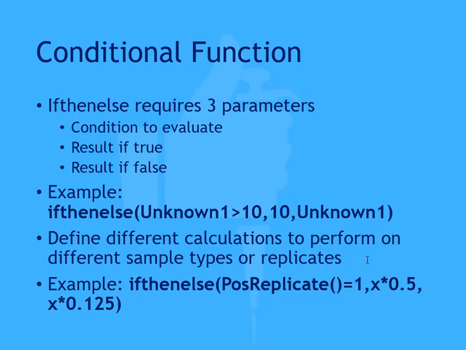This conditional function is a great way to define different calculations to be performed on different samples by using the position function to query the sample at each position. In the second example, we'd like to multiply the first replicate of the sample by 0.5 and all the other replicates by 0.125. To do this, we can use the if-then-else function in conjunction with the replicate function to evaluate the replicate number. If it's equal to 1, meaning it's the first replicate, it'll be multiplied by 0.5. Otherwise, it's multiplied by 0.125.